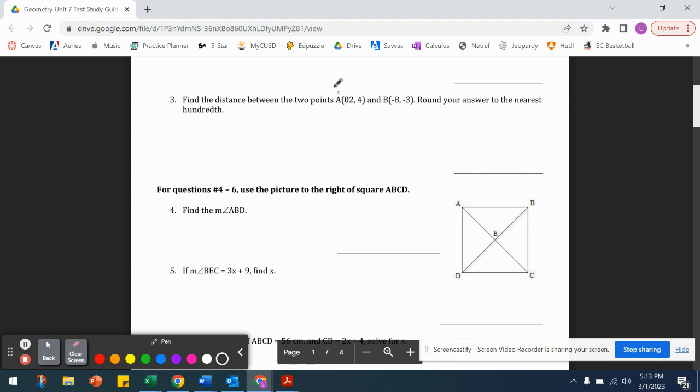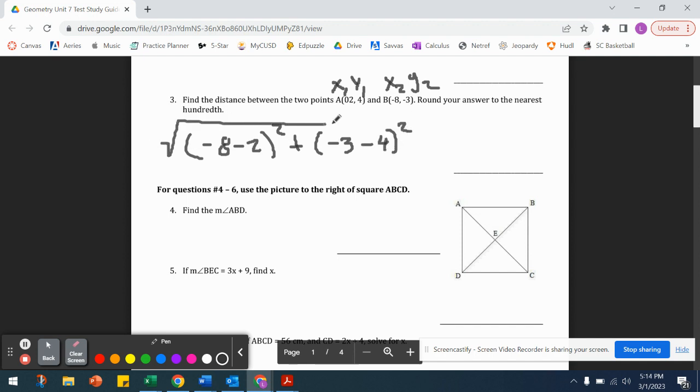Next one, we got to use the distance formula. Sorry, there was a typo right here. Again, for me, I like to label it as x1, y1, x2, y2. And when we plug them into the formula, which is x2 minus x1, which is just 2, squared, plus y2, which is a -3, minus y1, which is 4, squared, and this is all underneath the square root.